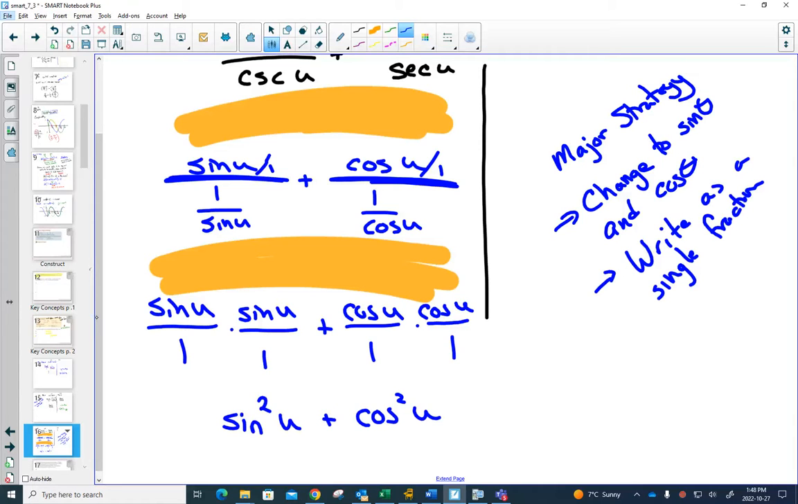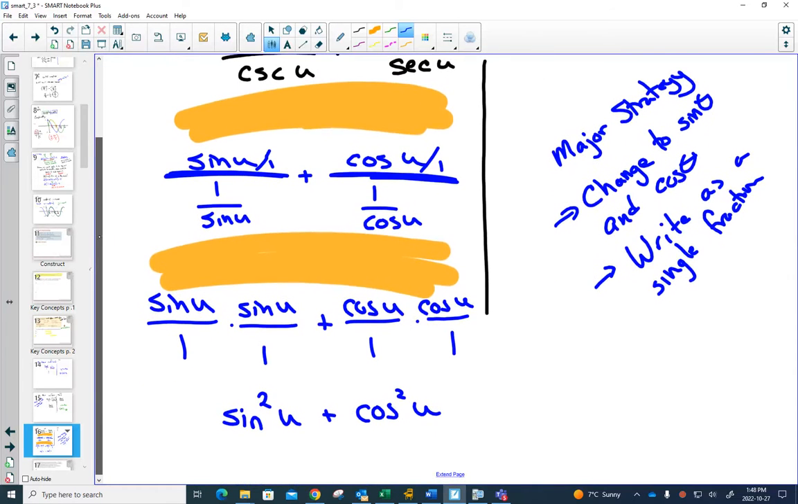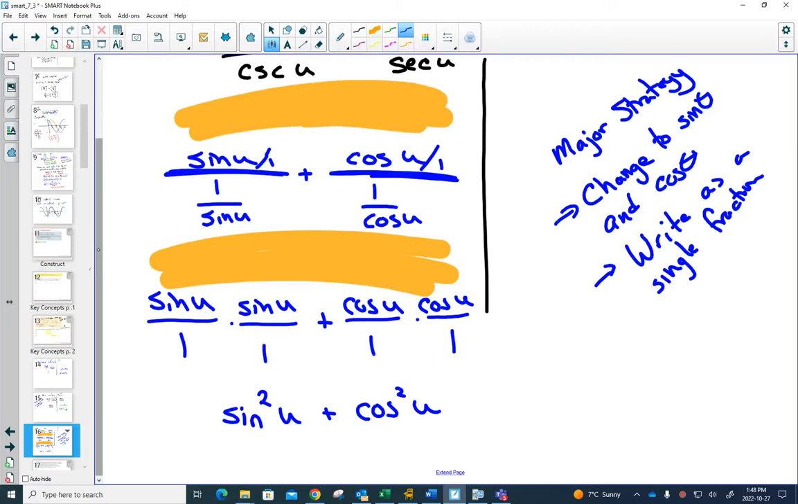So we've done the major strategy. We changed to sine and cos, and then we wrote as a single fraction, and this is what we got. Are we exactly the same as the other side yet? What was the other side? It's a 1. We're so close. Anything that you can see that you could do? What?